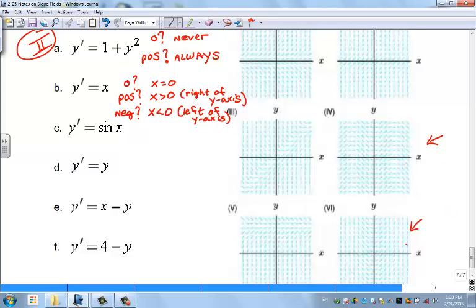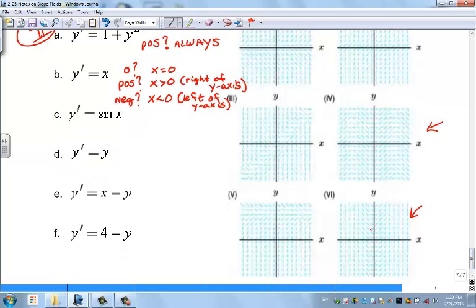So let's look at number 6. Do we have 0 at 0? Yes. Do we have slopes that are positive to the right of the y-axis? Yes, we do. Do we have slopes that are negative to the left of the y-axis? Yes, we do. So it's number 6 for B.